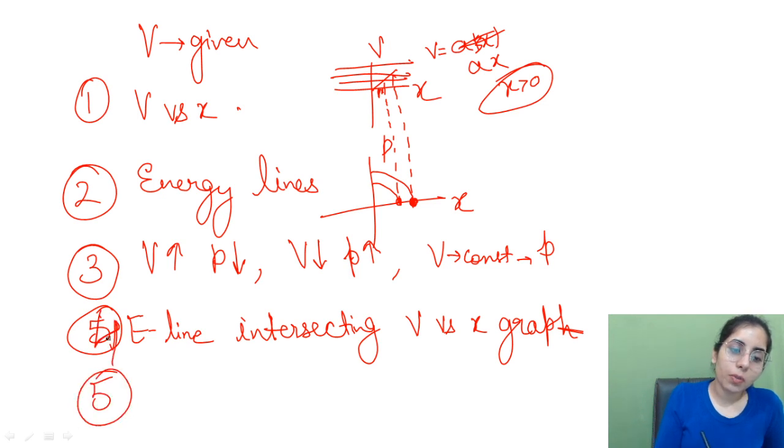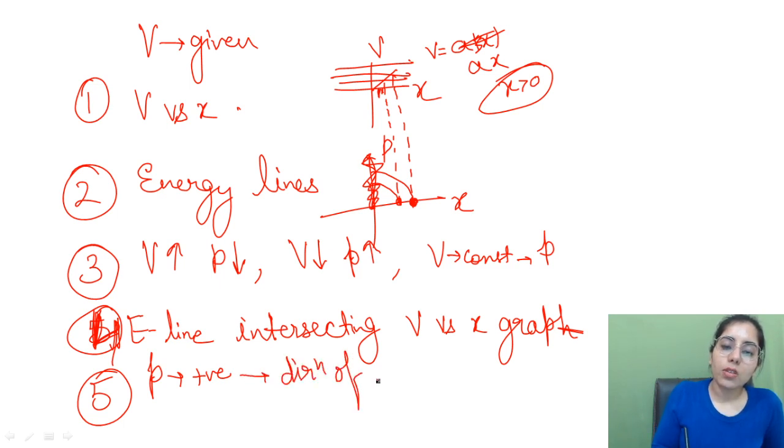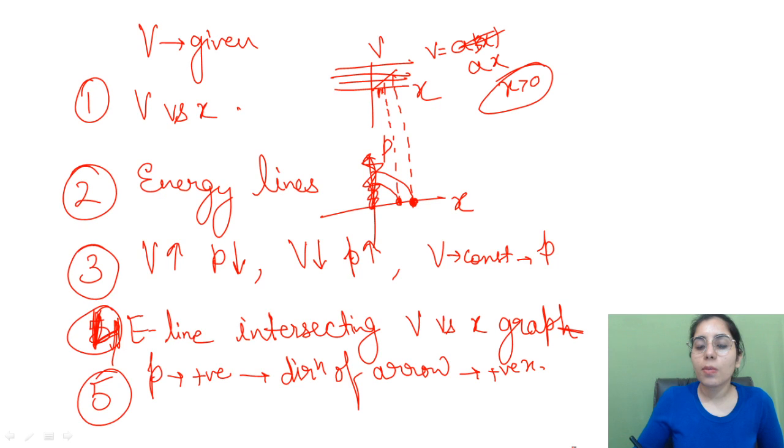Now the fifth point is that wherever the momentum is positive, that is above the origin, in that region the direction of the arrow will be towards positive x. So by keeping all these points in mind, you will easily be able to draw the trajectory corresponding to any potential expression given to you.